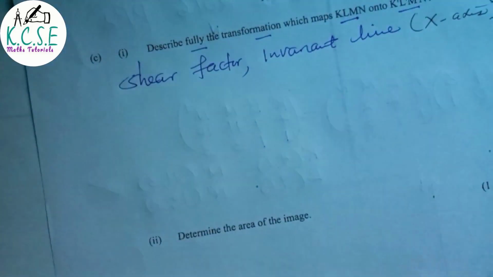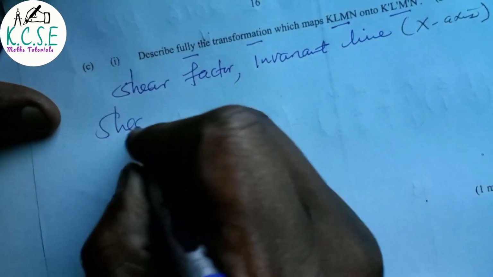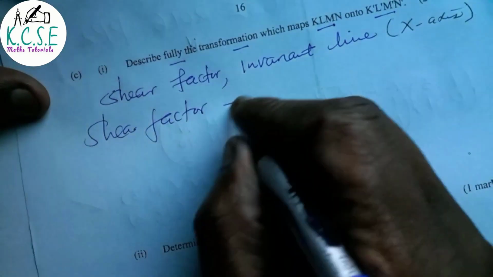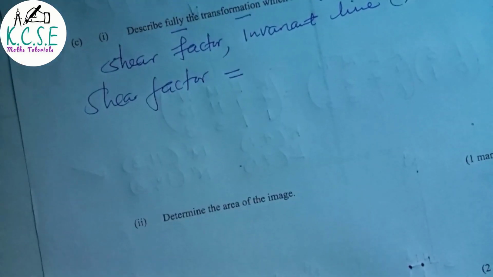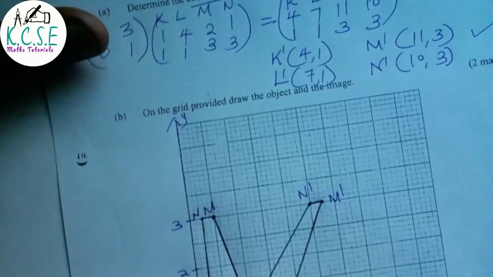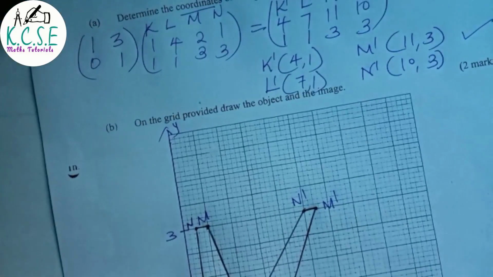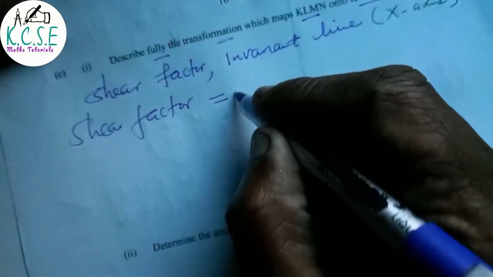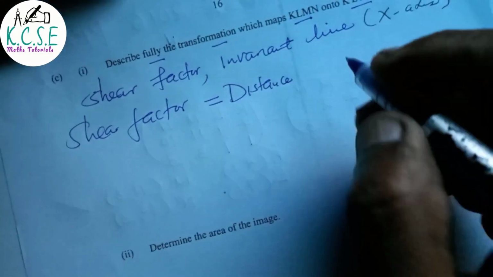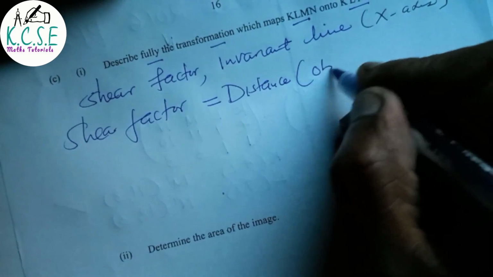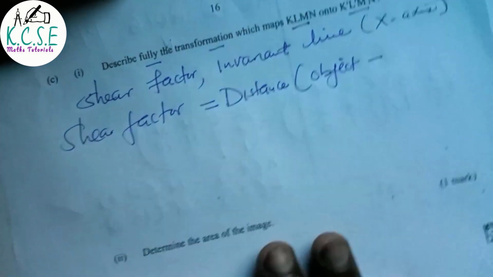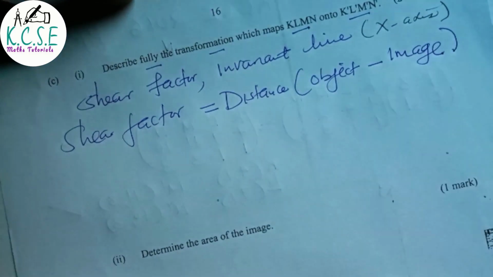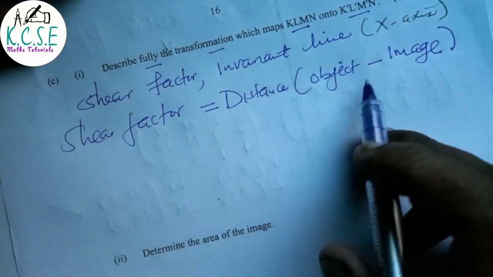How do you identify the shear factor? Now, the shear factor, this one you have to do some calculation. Just pick the distance from the object to the image. Just choose one point. That is the distance from the object to the image.